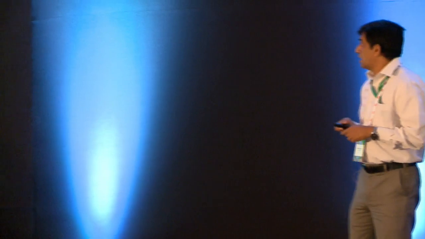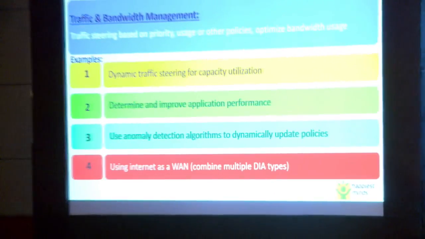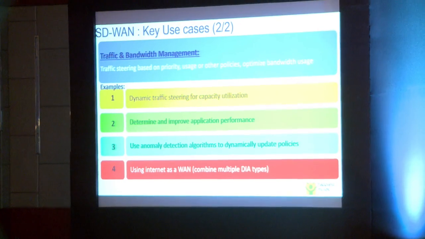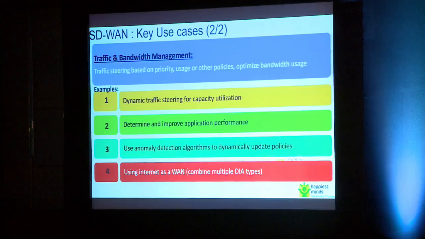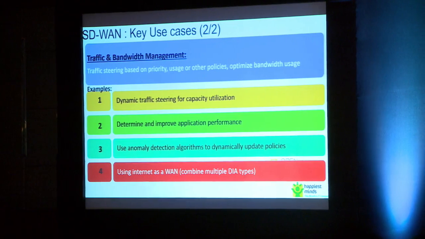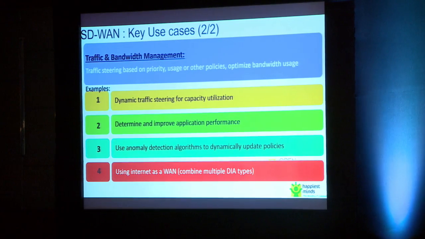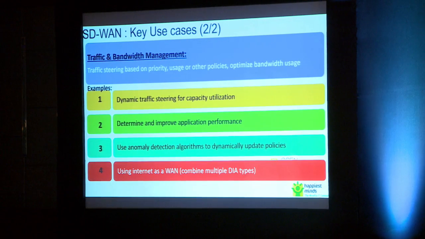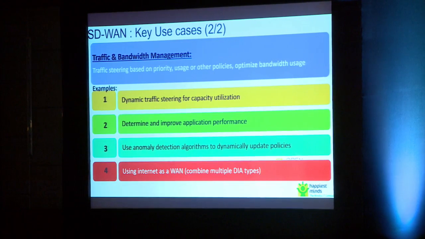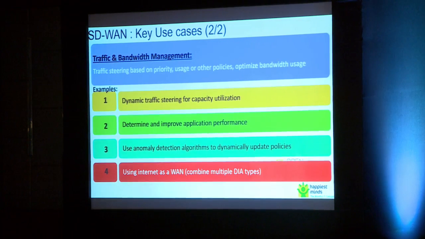Next is traffic and bandwidth management. As the architecture showed, you can dynamically steer the traffic along the available WAN links. You can also determine and improve the application performance. You can gather statistics on how your applications are performing, and based on the statistics available, you can take a decision to maybe shift some of the applications from the broadband link to the MPLS link. Or you can do the reverse. If you see that some of your applications are using the MPLS link and they are not critical, you can move them to the broadband link.